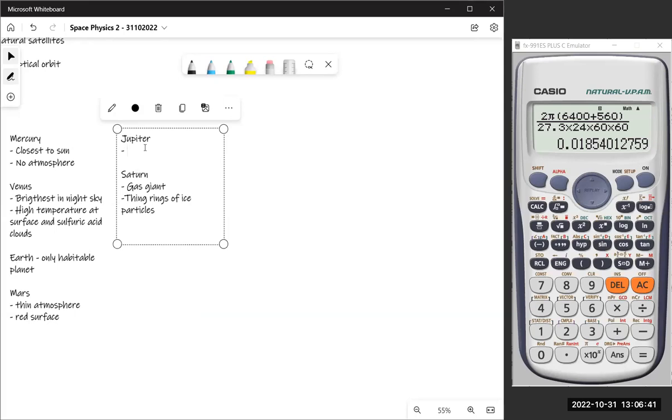Now you need to realize that planets were being identified centuries ago or thousands of years ago. What that means is the definition has changed over time. Now Jupiter is the heaviest gas giant.